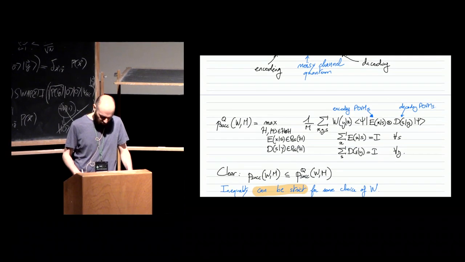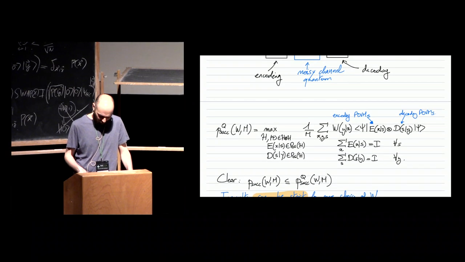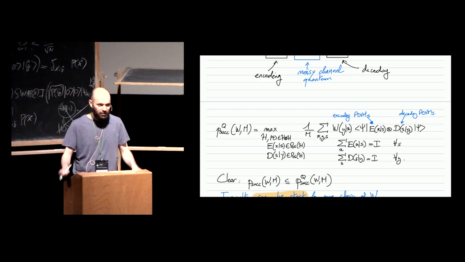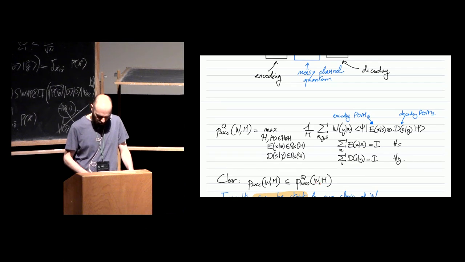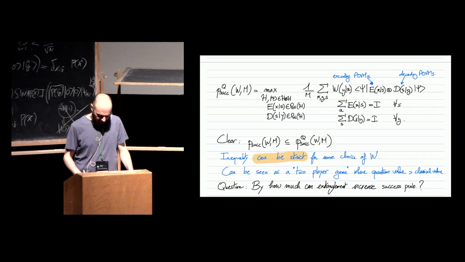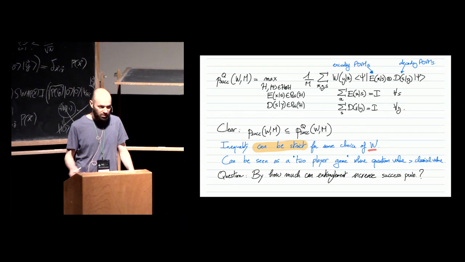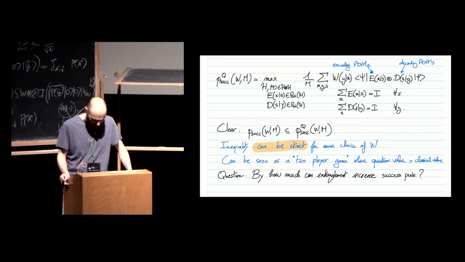Of course it's obvious, given this way of writing, that entanglement can only help, because you can take, for example, H to be one-dimensional, so you wouldn't have any state. This is obvious, but the question is: is this strict? Can there be a channel W and an M for which the entanglement can strictly help? And the answer is yes, there can be channels for which this is strict, and this is one of the exercises I put in the sheet.